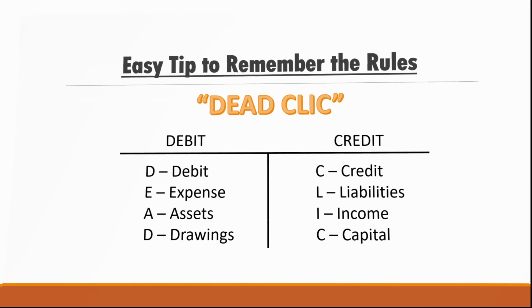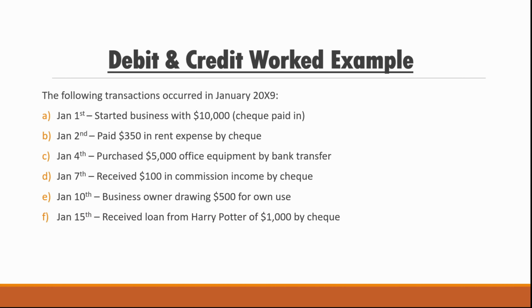Now we will look at a worked example to apply the concept of debits and credits. We can see there are a few transactions that have occurred in the month of January. Have a think about these events and consider which type of accounts are affected, in addition to whether the effect is that of a debit or a credit input. A tip for this example is that the main account being affected is the bank account, where money is either coming in by debit or going out by credit.